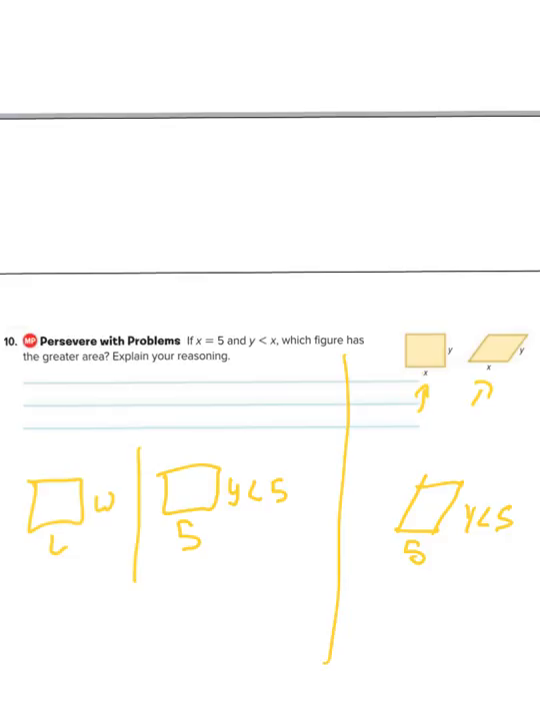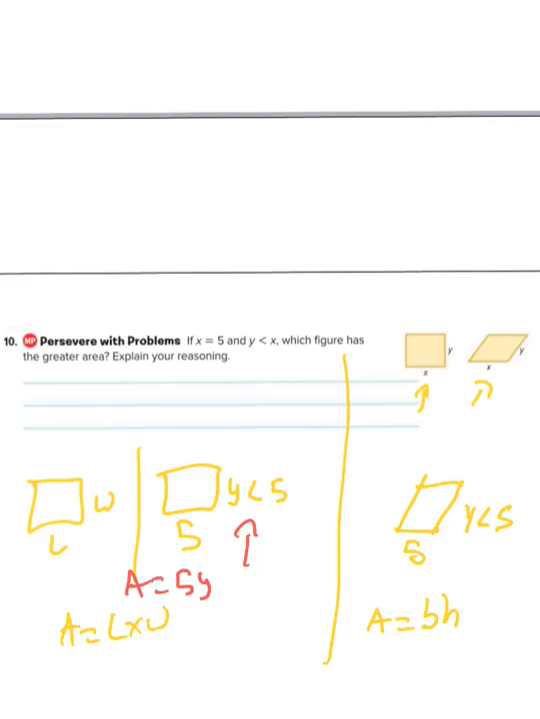Think about the formulas. Area is equal to length times width, and area is equal to base times height. Go ahead and pause this video, take a second to think about it, and then we'll come back with an explanation. All right, so using geometry, you know that the area of this rectangle would be 5y, because this is 5 times the width. Then on this one, it says base times height.